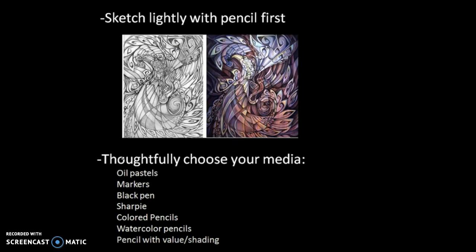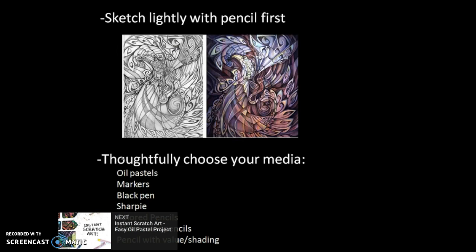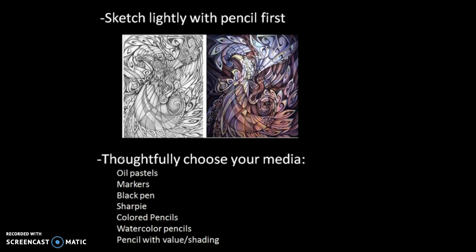When you have made a decision about your final composition, go to the Drawing Center and get a final copy piece of paper. Sketch lightly with a pencil first. Then thoughtfully choose your media. You may even experiment on your sloppy copy, deciding what you like best. At the Drawing Center, you'll find oil pastels, markers, black pen, Sharpie, colored pencils, watercolor pencils, and you can also use pencils to add value and shading.